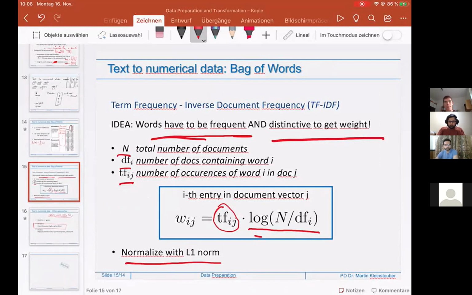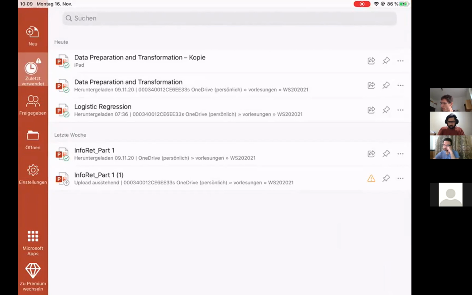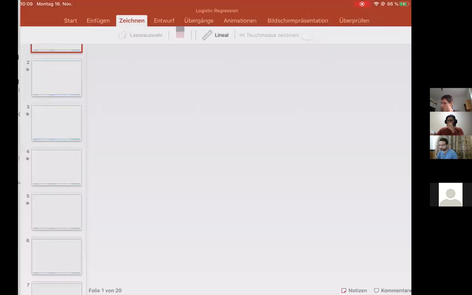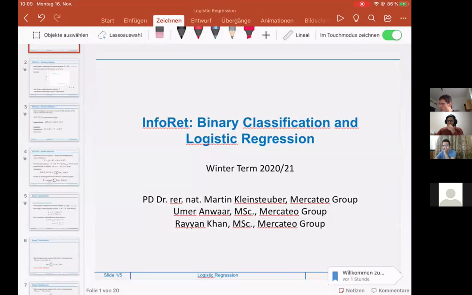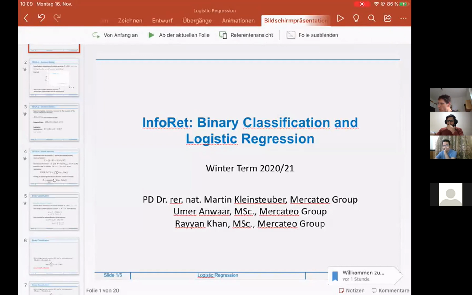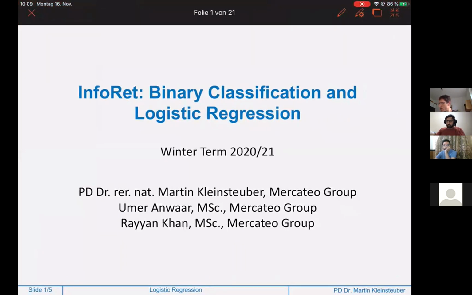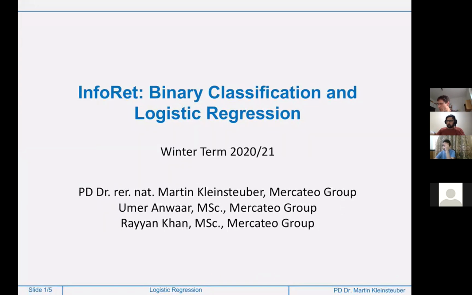And then I would like to go to our first binary classification task that would really help you in practice. And this is logistic regression. Okay, good. So binary classification and logistic regression.